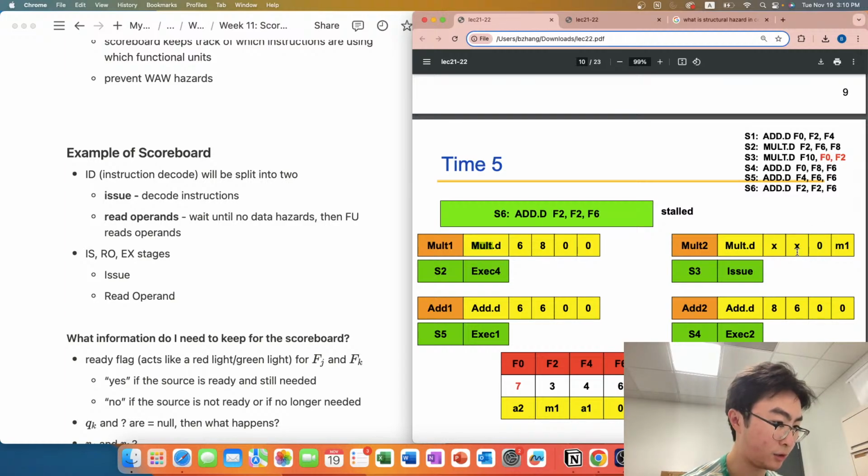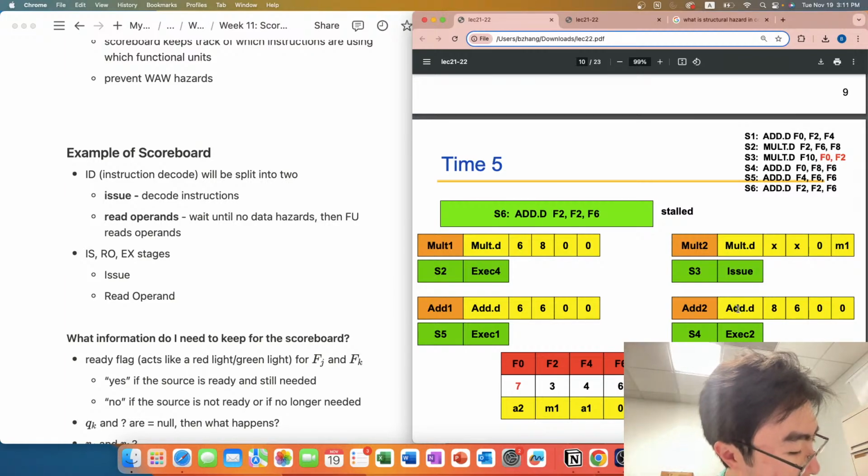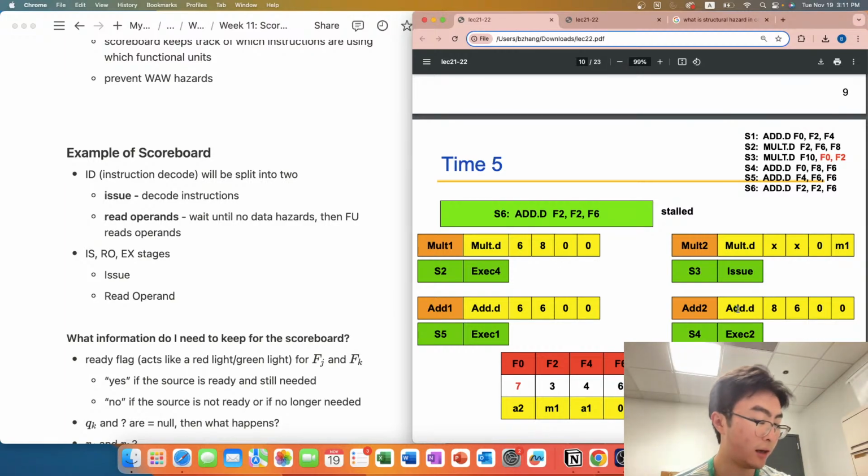We'll input that into this register here, F2. This will be set to 0. This will be set to 0. This will be set to 7. This will be set to 48. And then this will move on to the execute stage. So then this finishes at 2 ends.